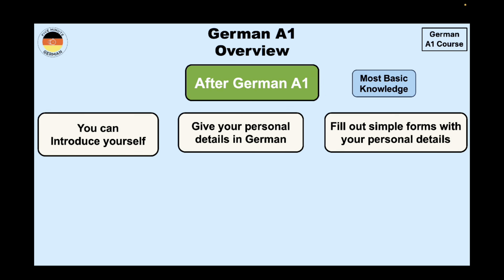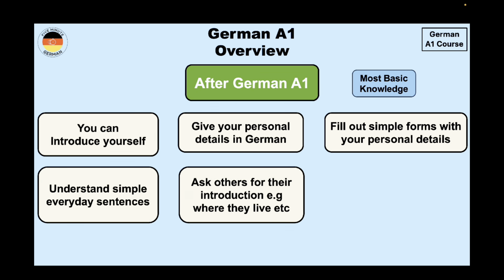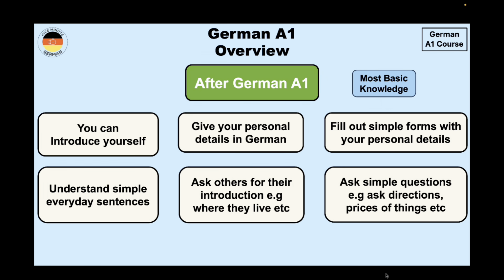You should also be able to understand simple everyday sentences. You will also be able to ask other people for their introduction and ask them simple questions such as where do they live, where do they come from, and so on. And you should also be able to ask simple questions such as asking for directions, what is the price of different things when you go for grocery shopping, etc.